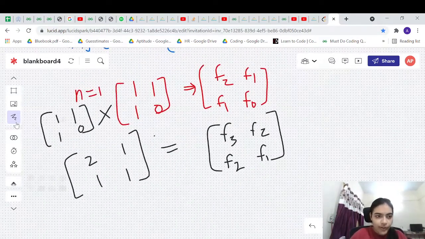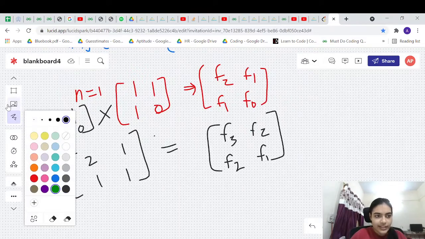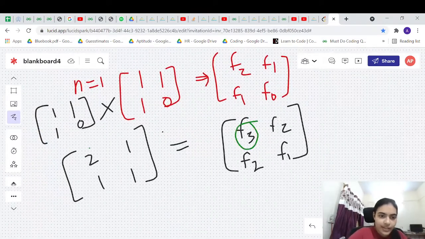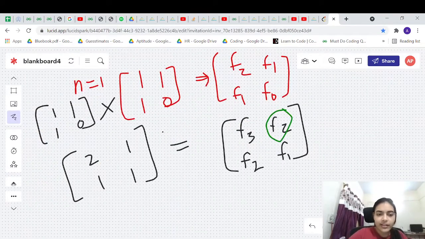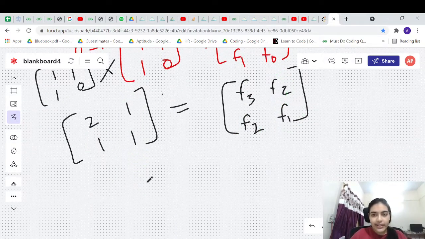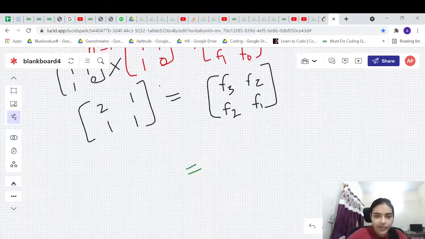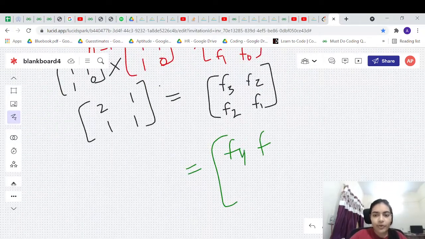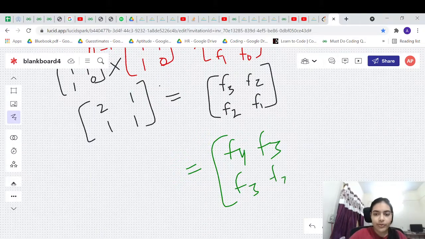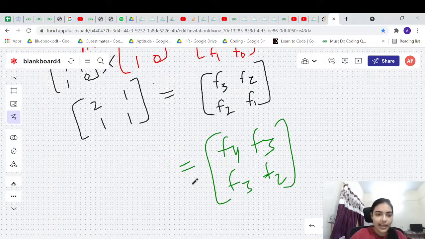Okay. So if you want to find the third term in the Fibonacci series, that is given by this value here. Second term of the Fibonacci is 1. Second value is 1. First value is 1. Suppose you want to find the next term now. Okay, let's find the next term. What will be the next? F of 4, f of 3, f of 3, f of 2, right? So next value in the Fibonacci matrix.